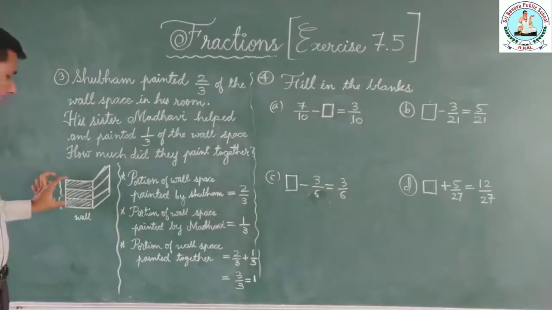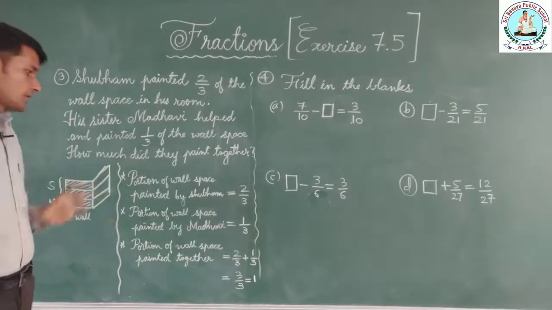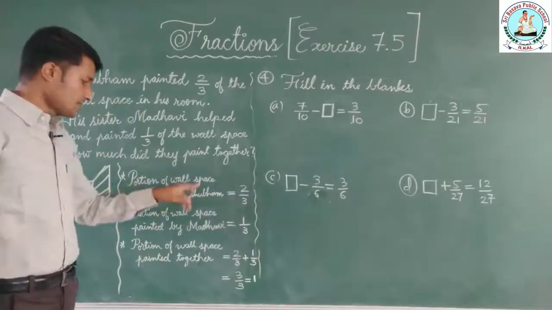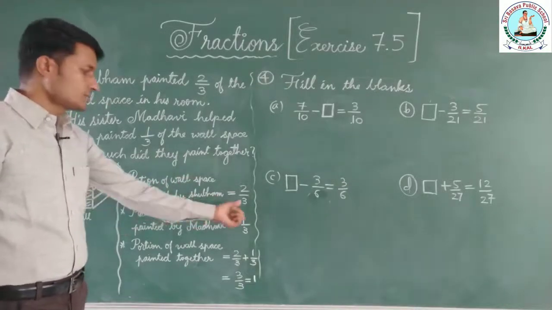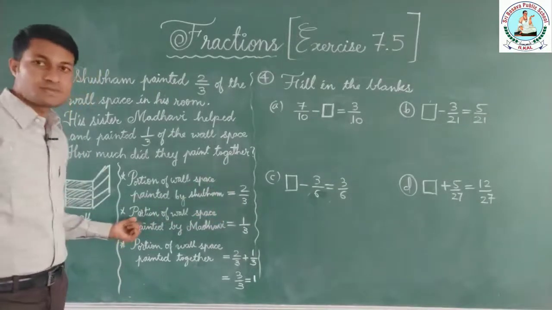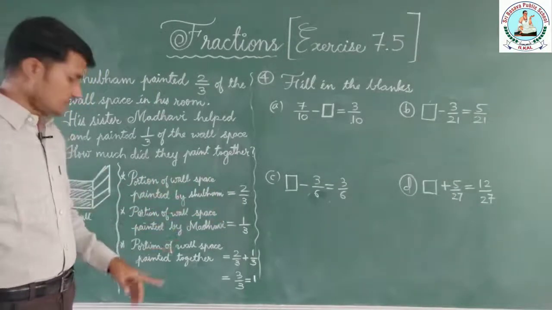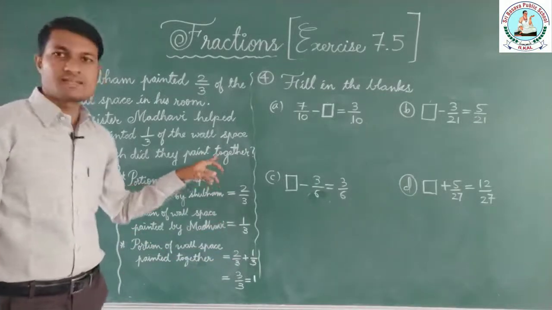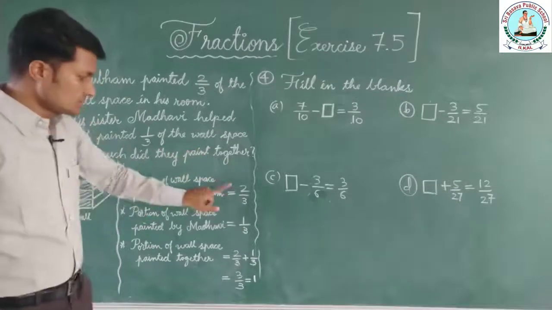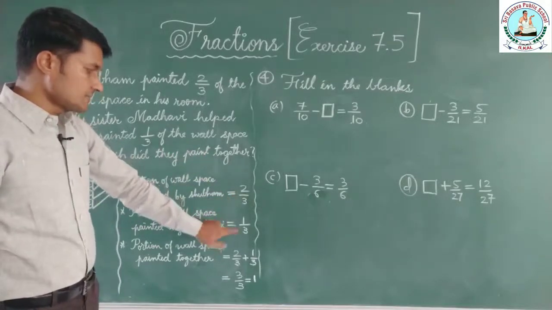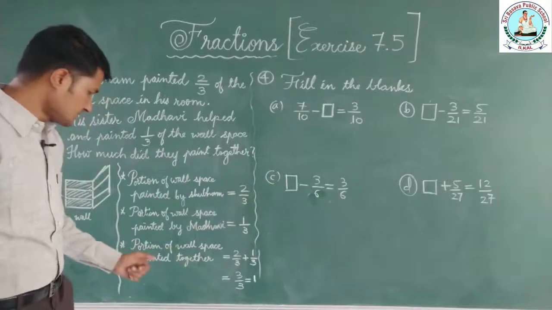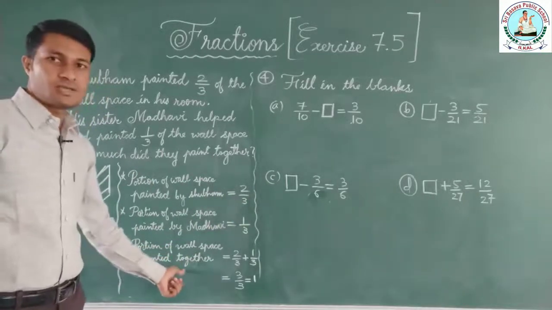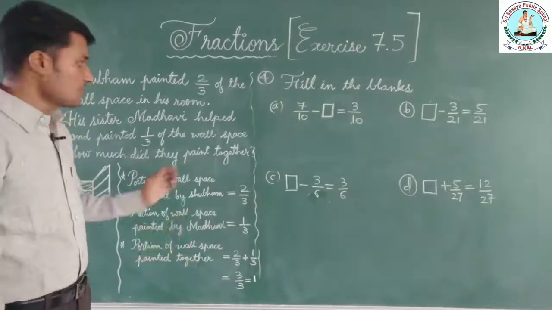So now we need to find out how much did they paint together. First we write the portion of the wall space which is painted by Shubham, that is 2/3, and the portion of the wall space which is painted by his sister Madhavi, that is 1/3, and together. Together always represents addition of something, right? So add this fraction and this fraction. First of all, these are like fractions, so add them. That is what portion of the wall space is painted by both Shubham and Madhavi.